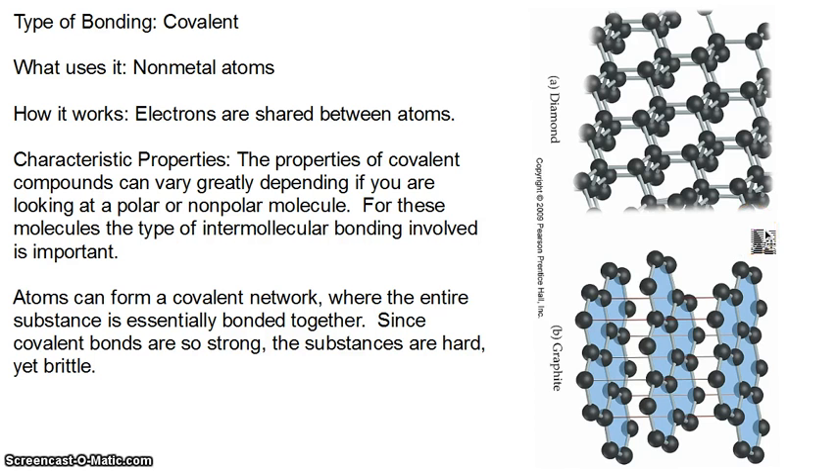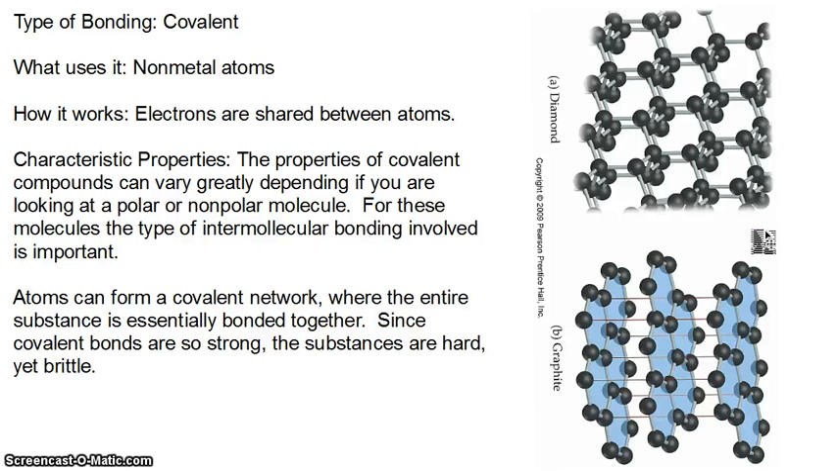The next type of bonding is covalent bonding, and this happens between nonmetal atoms, and it happens because the atoms share electrons between them to put them into a more stable configuration. Covalent is a little bit different than the other types of bonding because you have very different properties depending on exactly what we're talking about.